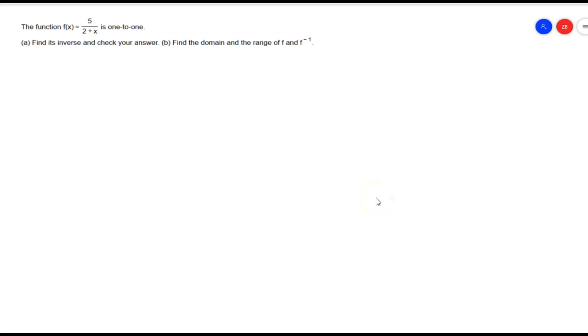Hey, this is Mr. Beckstrom, and today we're going to do an example from section 5.2. This is one-to-one functions and inverse functions.